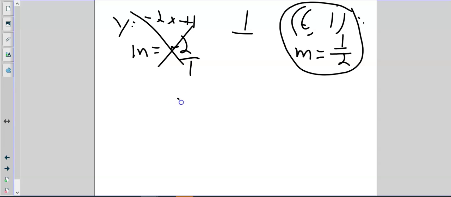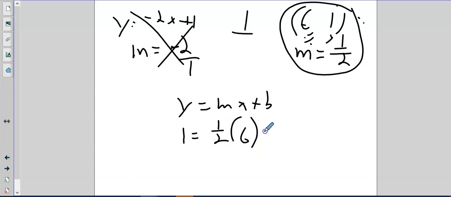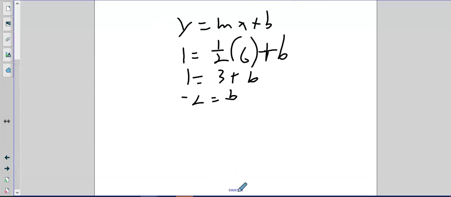So what do I do? I start off always by writing the equation. Now I just fill in what I got. Y is 1. Remember, if it helps to label it, do so. M is 1/2. X is 6, plus b. 1 equals half of 6, which is 3, plus b. Subtract 3, I get -2, which means the equation of my line is y equals 1/2 x minus 2.